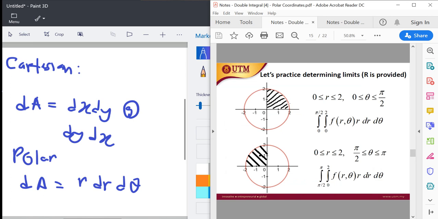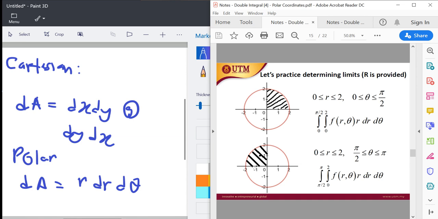Let's take a look at this one. If I give you this kind of region, what is the limit? We know that the radius is 2, from here to here, so r is between 0 and 2. What about the angle? This is in the anti-clockwise direction, so it starts from here up to here, from 0 up to pi over 2. That's why the limits will be like this: this one represents theta, and this one represents r.